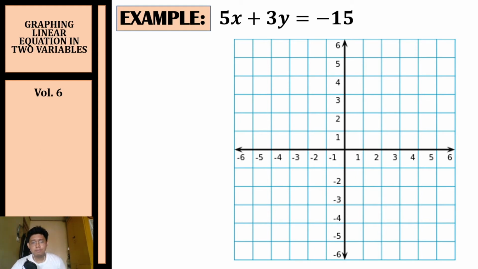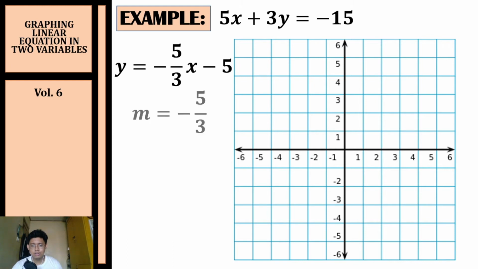So first step is for us to rewrite this equation to slope-intercept form. So the slope-intercept form of this equation is y is equal to negative 5/3 x minus 5. So second step is for us to find the slope and the y-intercept. So the slope of this equation is negative 5 over 3. Our y-intercept is negative 5. We can rewrite this into its ordered pair form, which is (0, -5).